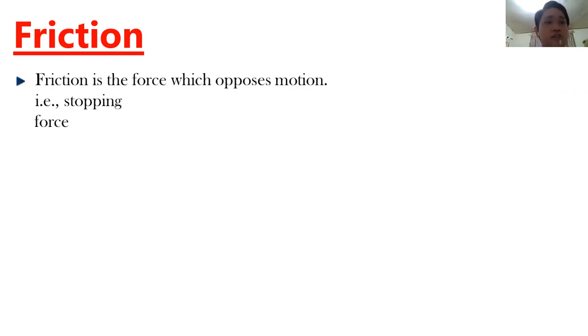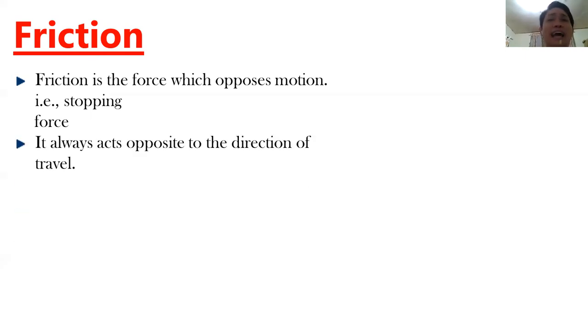Now, after talking about the forces or Newton's laws of motion, we will now talk about friction, something that will resist your force. So what is friction, class? What is the role of friction in motion? Friction is the force which opposes motion. We know that. In short, it stops the force.